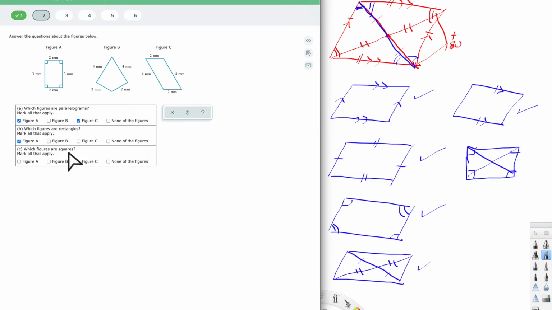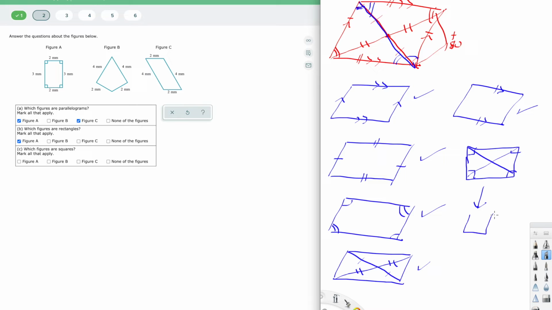Squares, well, I can obviously see none of these are squares. A square has the same properties as a rectangle, except it also has congruent sides. So it's kind of a step down. Parallelogram goes to rectangle, rectangle can go to square. So we can say that a square is a rectangle, but we cannot say a rectangle is a square. We can't, because a rectangle doesn't have all 4 sides congruent. We have 2 long sides and 2 short sides. So we would say none of these figures work for a square.